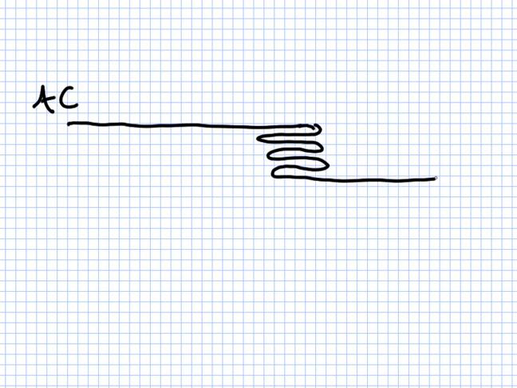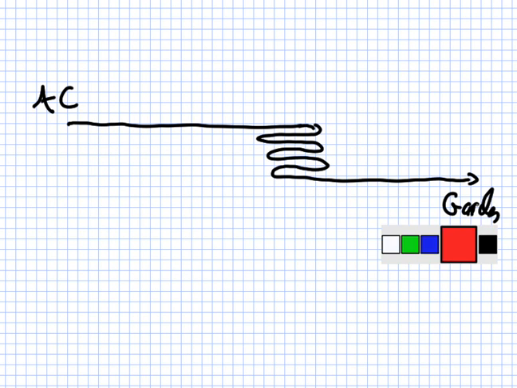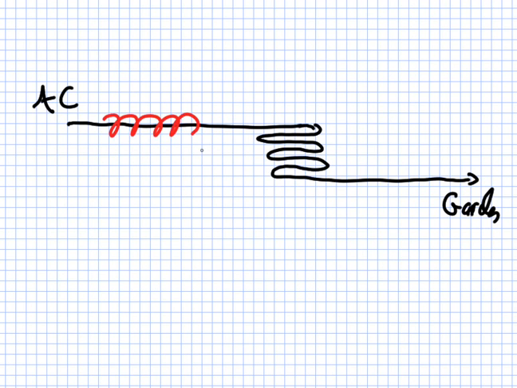And then it goes out to the garden here. Because this is AC, you get a magnetic field around this. Now look what happens here. You get a magnetic field around the top wire. This magnetic field is changing because the current is changing.